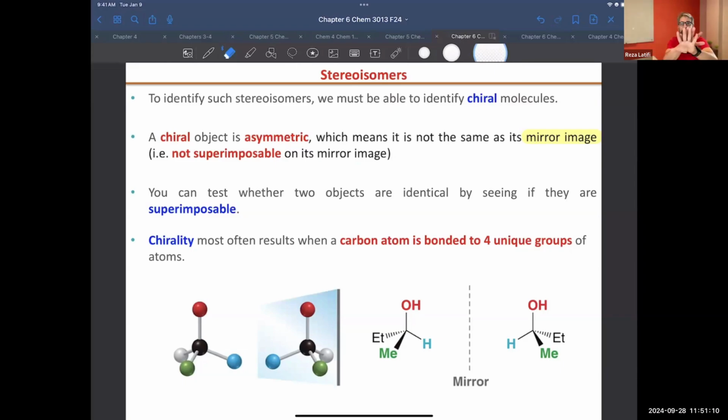What does it mean? When you put them on top of each other, they're not going to match each other perfectly. Something is going to be off. In that case, we say you are dealing with stereoisomers. And first thing, what's chirality? How do I get a chiral molecule?